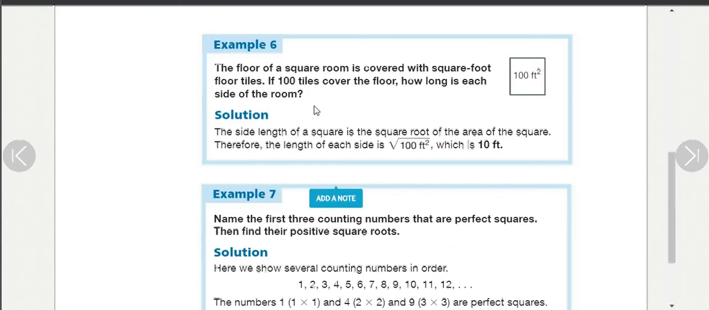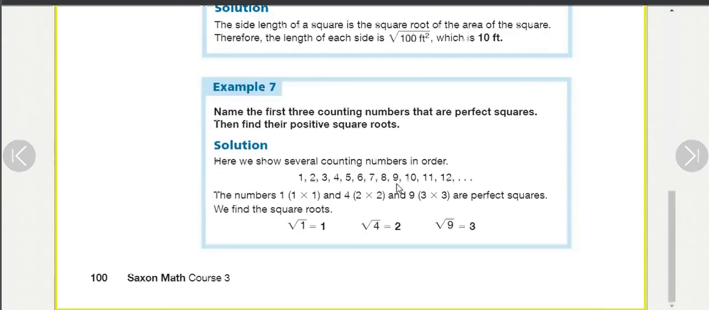Example 6. The floor of the square room is covered with square foot floor tiles. Square foot meaning they're the same on both sides. If 100 tiles cover the floor, how long is each side of the room? The side length of the square is the square root of the area of the square. Therefore, the length of each side is just the square root of the area. Square root of 100 square feet. That square root is 10.